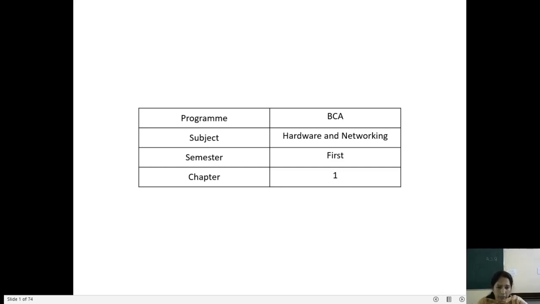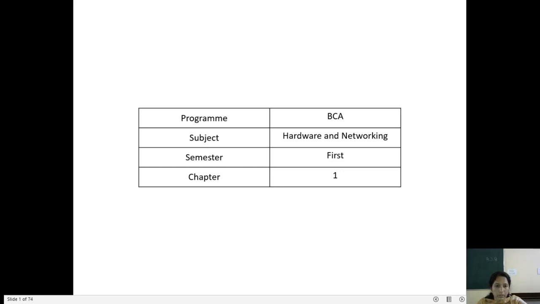In that, chapter 1 is introduction to computers, chapter 2 is input output devices, chapter 3 is memory management techniques, chapter 4 is computer organization and architecture, chapter 5 is computer network, and chapter 6 is transmission media and network devices. Of all these chapters, today I would like to discuss chapter 1, which is basically related to introduction to computer.